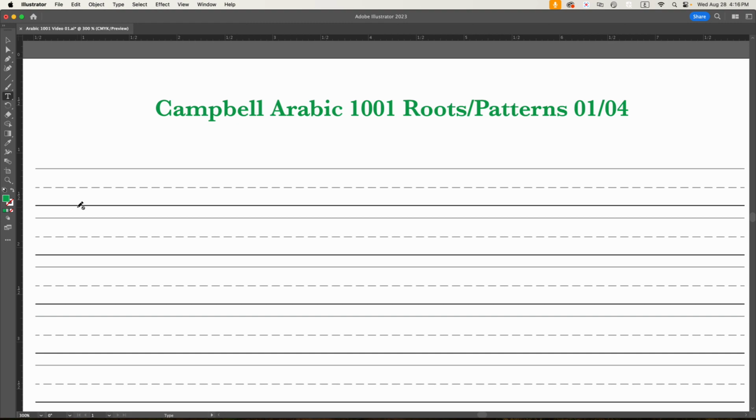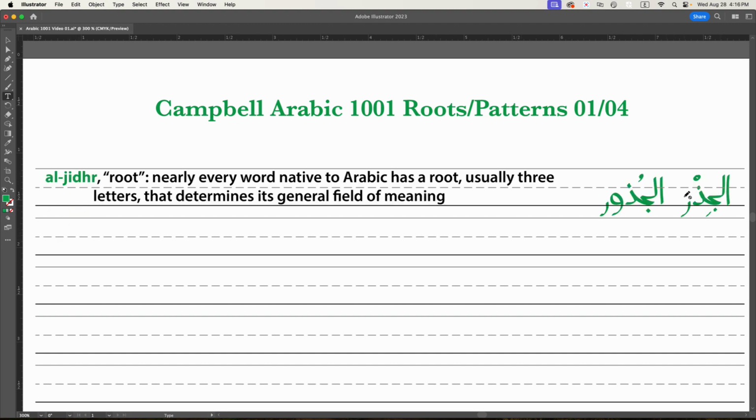In this first video in the series, we'll be looking at judur, or roots, and how they determine the general meaning of words. So let's begin by giving the word for root. Al-jidr, over here in Arabic text with the nice little zigzag back and forth for the jim. Al-jidr is the word for root, that is like the root of a tree or the root of a problem or what have you. Nearly every word native to Arabic, excluding pronouns and a few other things, prepositions, has a root, which is usually 3 letters, that determines its general field of meaning.